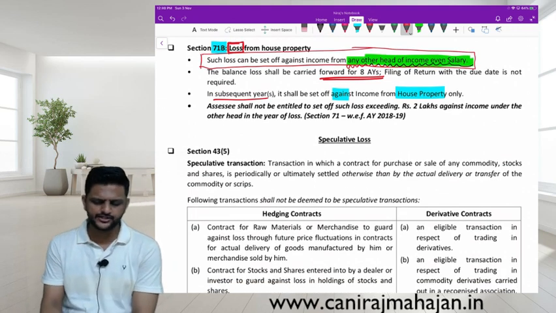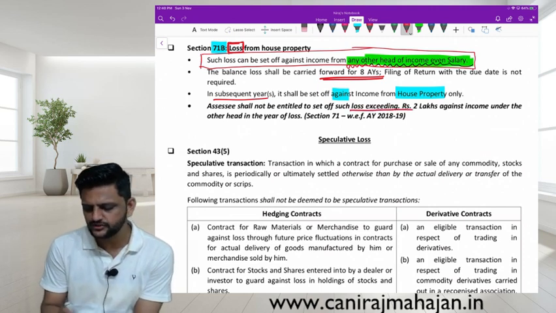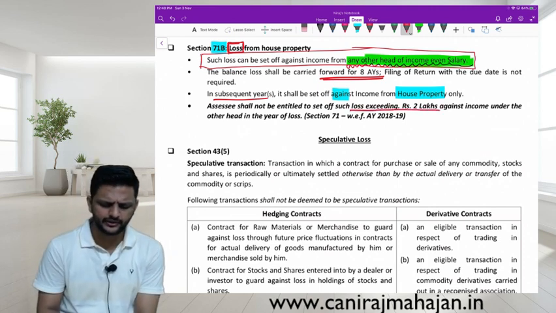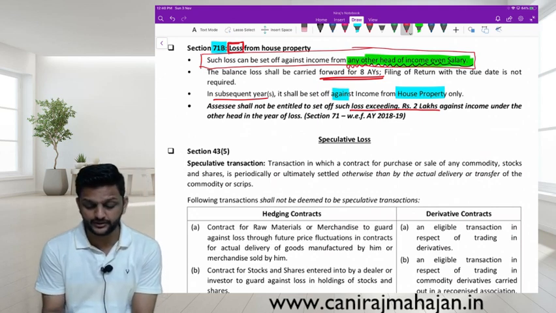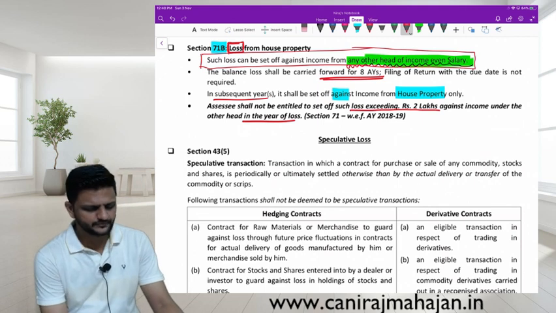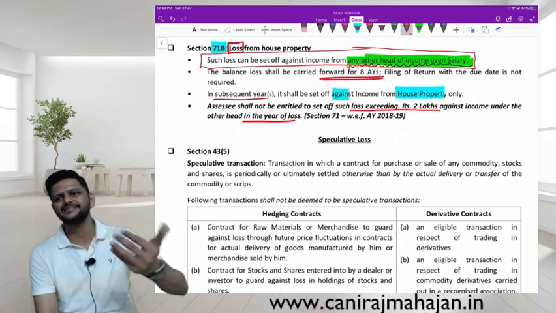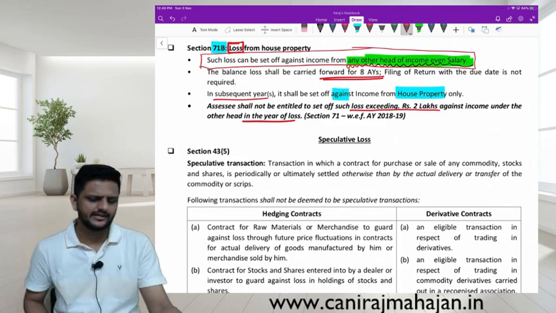Next one. Assessee shall not be entitled to set off such loss exceeding rupees 2 lakhs against income under other head of income in the year of loss. Now there is again a ceiling limit of set off.